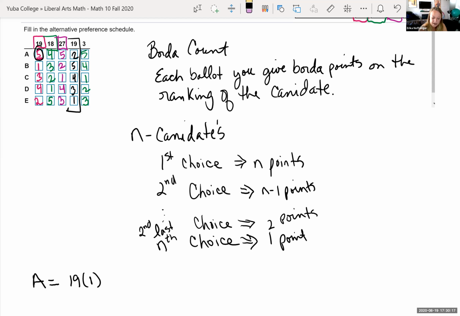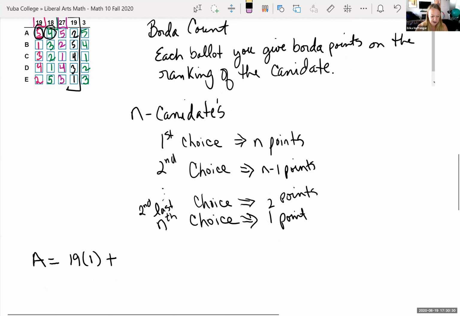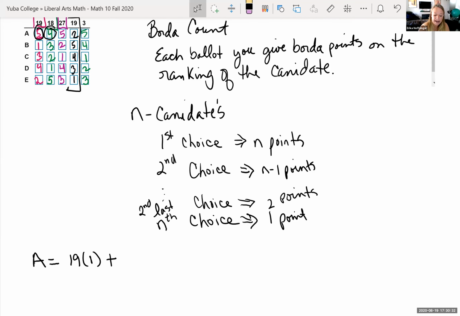Plus, candidate A, 4th choice. We can do it this way or we can do it a different way, but let me just do it this way because I started it this way. So candidate A got 4th choice, and 18 of them chose candidate A as 4th choice here. And so 4th choice, that's second to last, is going to be worth 2 points. There's 18 people times the 2 points each.